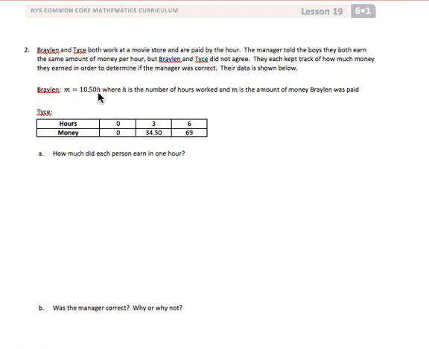Tice, on the other hand, has made a ratio table, and in Tice's ratio table, when he worked 3 hours, he earned $34.50. So in order for us to figure out how much each of them has earned, we have to know something about reading the equations and calculating from a ratio table. Braylon, with his equation, has the rate right there in his equation. Braylon's rate then is $10.50.